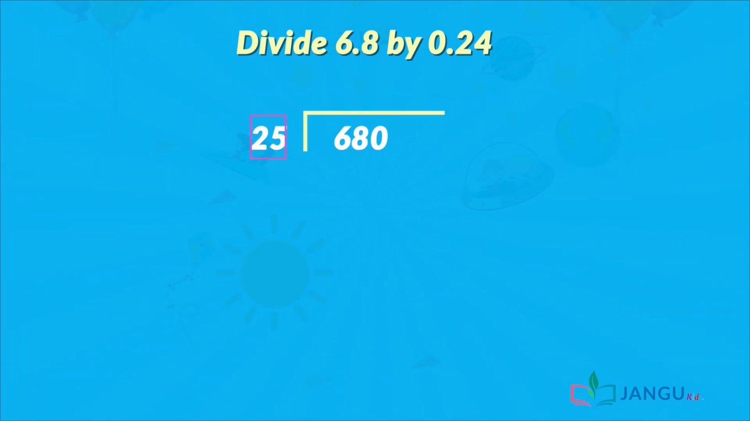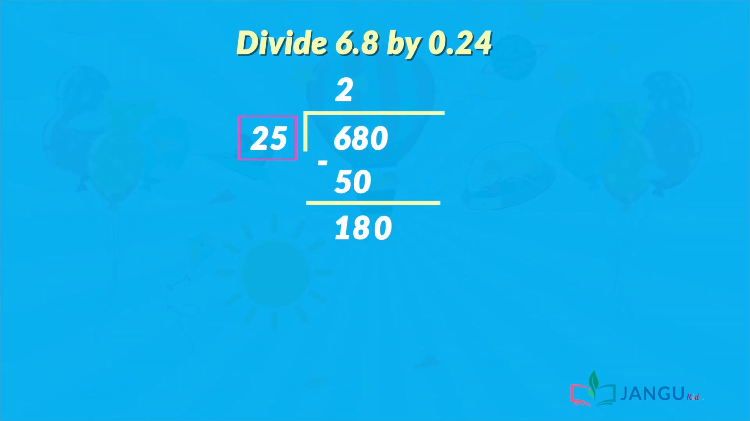So you divide in the usual way. How many 25s can we have in 68? It equals 2 remainder 18. Multiply 2 by 25, that gives you 50. Then you subtract 50 from 68, that is 18.